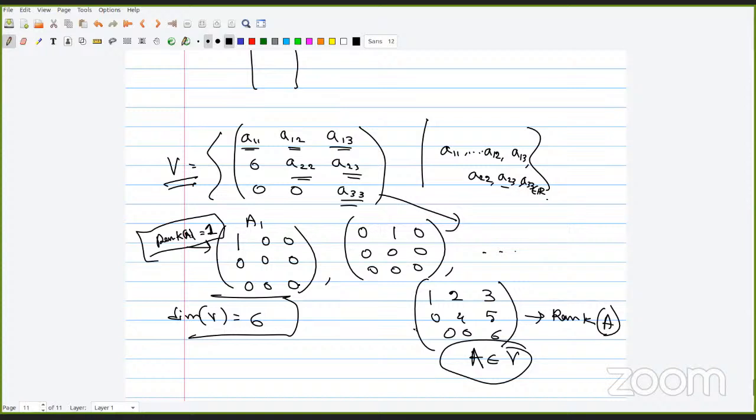This is the dimension of a vector space. This is not the dimension of the matrix. This is the dimension of the vector space formed by these matrices. That is different from the rank of a matrix, and has nothing to do with the dimension of the space. Is it clear? Clear, sir. Okay. Thank you, sir.